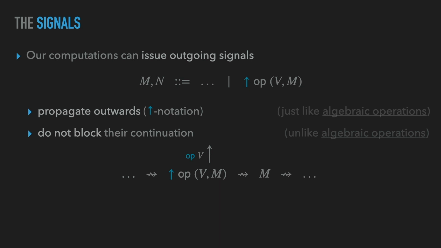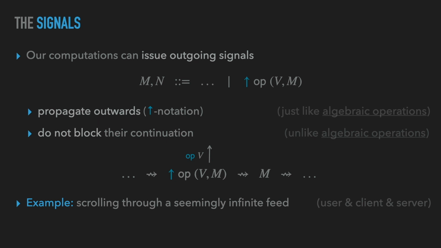To better explain how these signals work, let us consider a simple running example. In this example, there is a user process that scrolls through some data items provided by a client process. The client process provides a seemingly infinite feed to the user, whilst internally just keeping a finite cache of the items. And when the cache starts to run empty, the client asks for extra data from a server process.